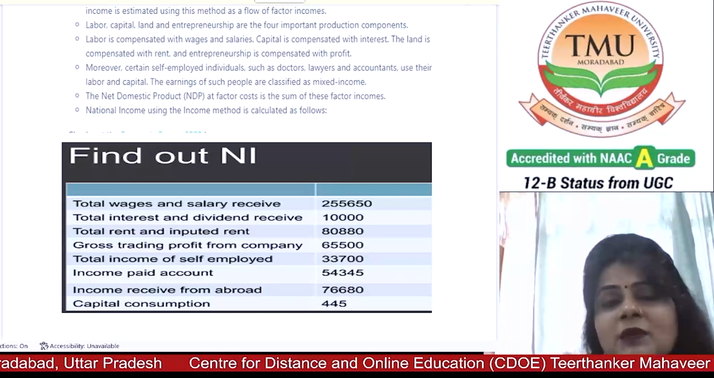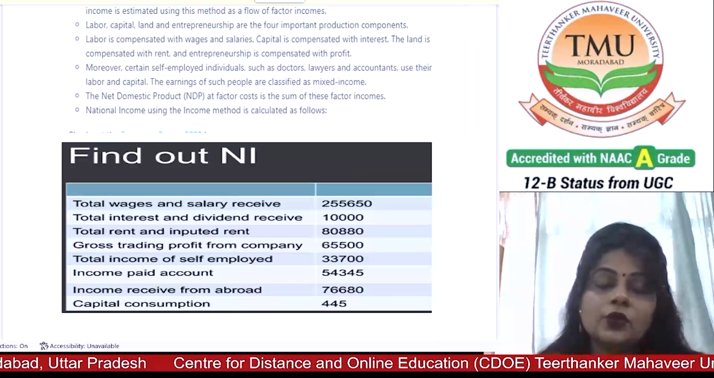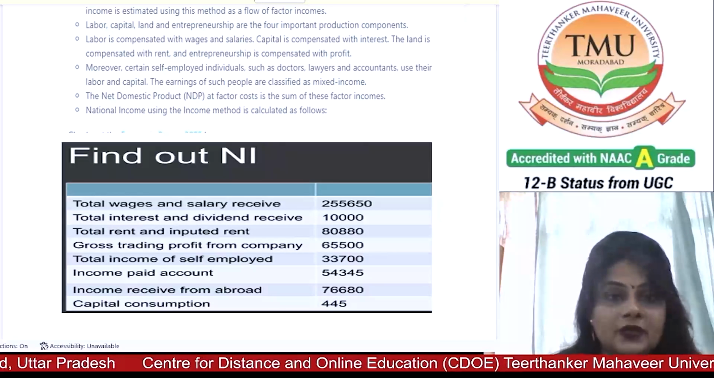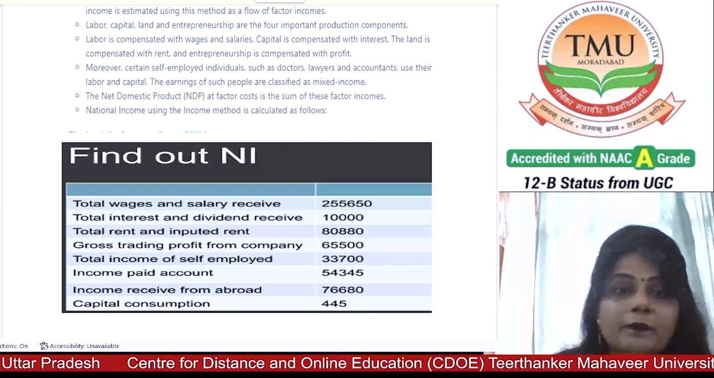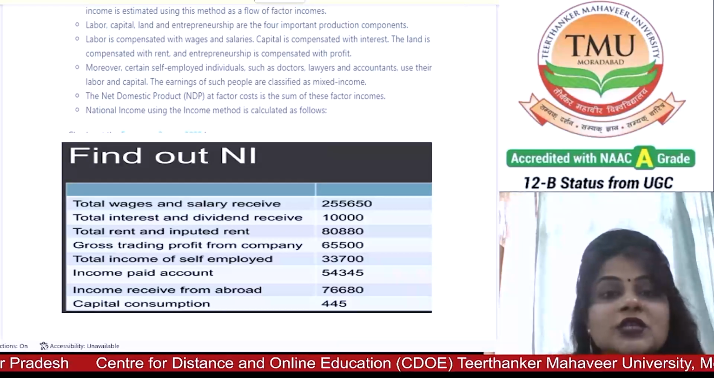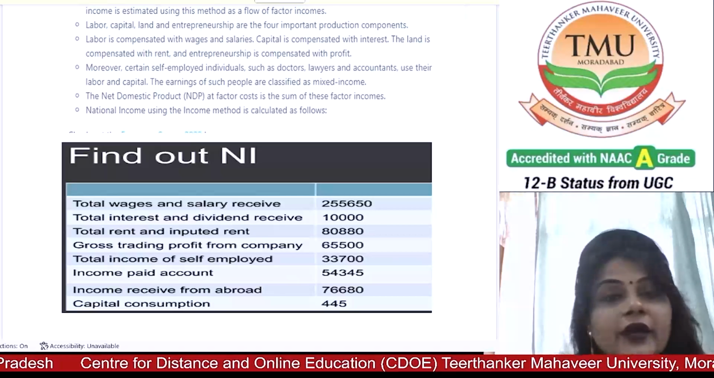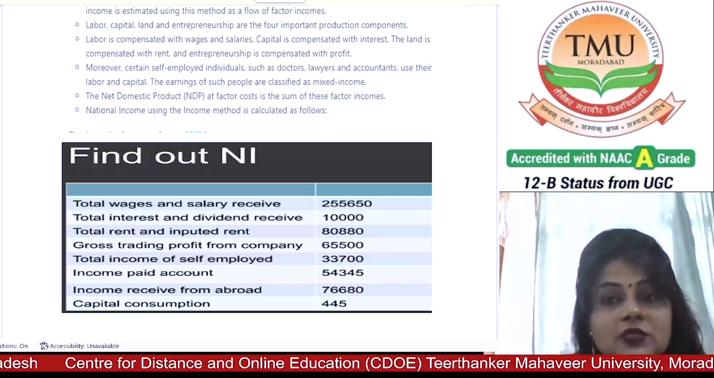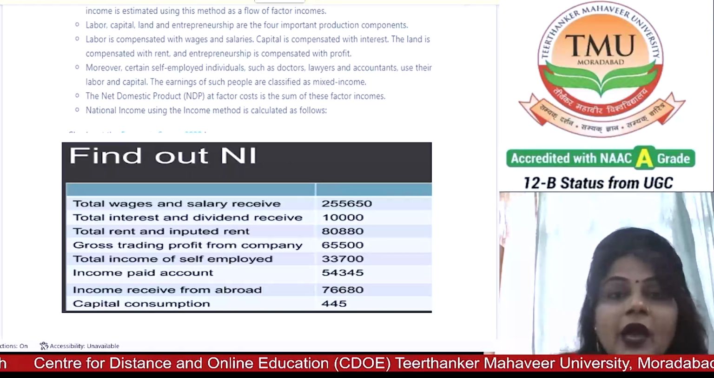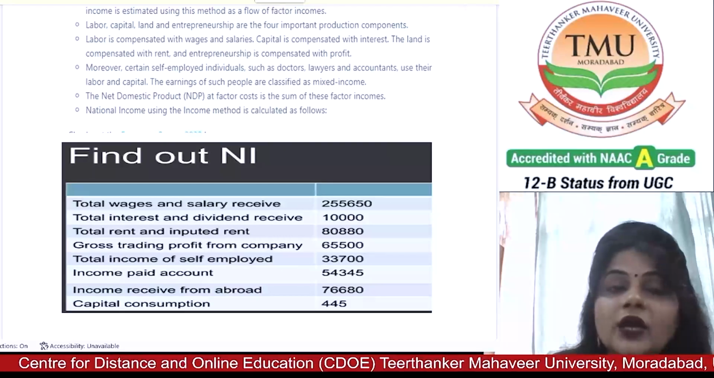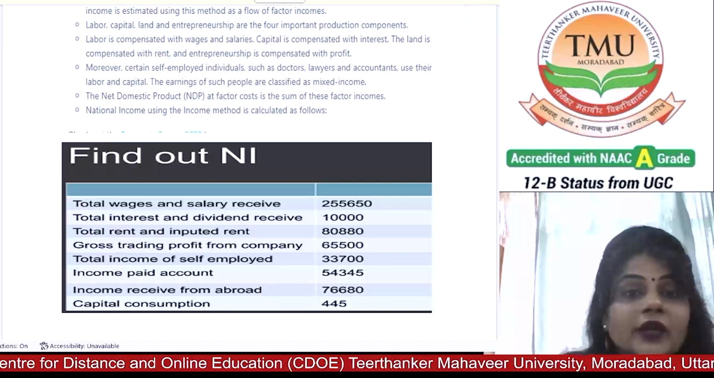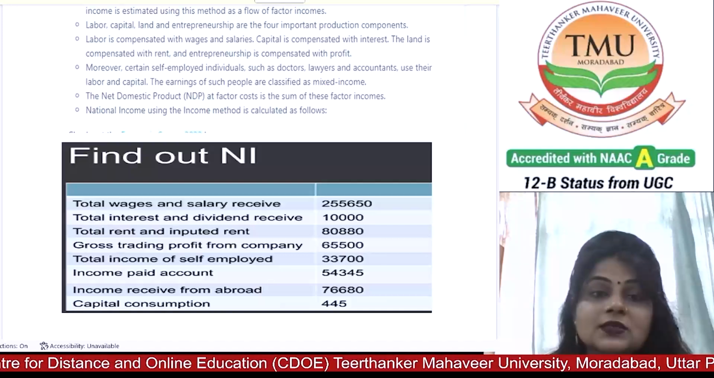But there are some precautions to take when measuring national income with the income method. First, transfer income will not be included. Transfer income such as donations, charity, scholarships, old age pension, etc., is not counted in the national income as these activities are not connected to any production activity and no value addition takes place.